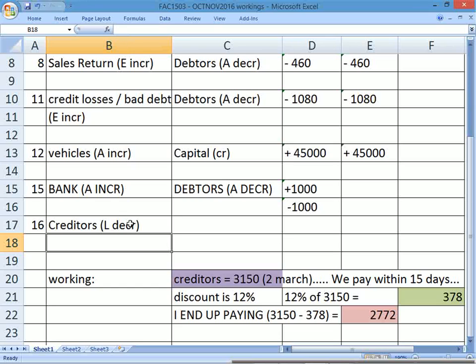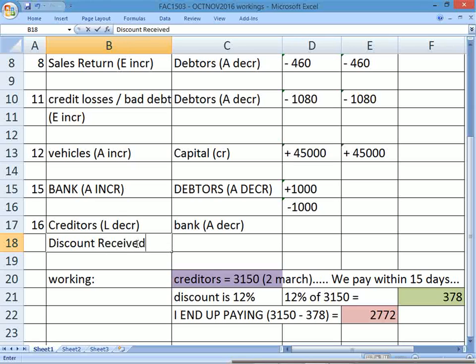Right, if I'm paying, what's going to happen to my bank? It's going to decrease. So bank, asset decrease. And if I'm getting a discount, is this discount received or discount allowed? Think about it. Did you receive a discount or did you allow a discount? You received a discount, isn't it? I'm paying. So when you pay and you get a discount, it's a discount that you've received. Okay, so this you might not have known, but it's not a problem. Later on you'll know what it is.